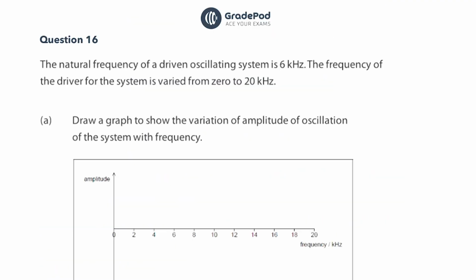Question 16. The natural frequency of a driven oscillating system is 6 kHz. The frequency of the driver for the system is varied from 0 to 20 kHz. Draw a graph to show the variation of amplitude of oscillation of the system with the frequency. So it's 6 kHz, we know it's a maximum. Let's get the ruler out. We want to have our maximum amplitude at 6 kHz, and we want the shape of the graph to look like what we've got in our notes. We don't ever really want it to go down to 0.